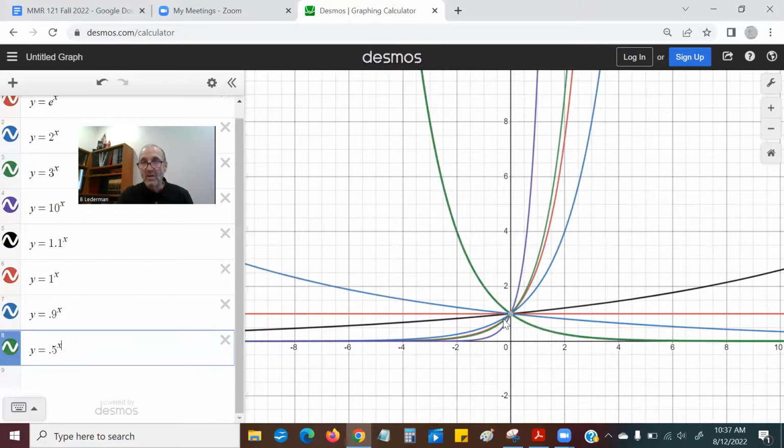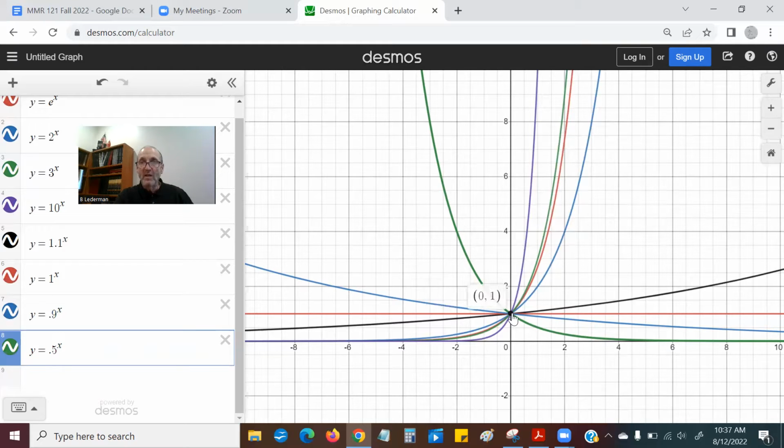So if the base is greater than 1, it's going to be asymptotic on the left side and shoot up on the right side. If the base is less than 1, between 0 and 1, and we're talking about positive bases now, then it's going to be asymptotic on the right side and shoot up on the left side.